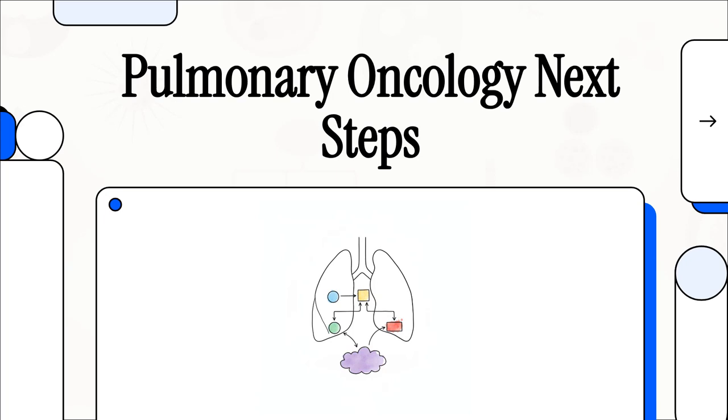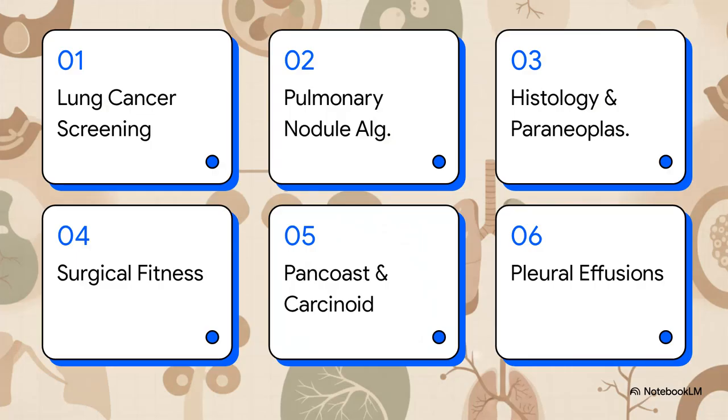All right, let's get right into this explainer on the algorithmic framework for Step 2 CK Pulmonary Oncology. We're focusing purely on the next best step decision logic. Here's the roadmap for this explainer. We've got lung cancer screening, the solitary pulmonary nodule algorithm, tumor histology and paraneoplastic syndromes, surgical fitness for resection, Pancoast and carcinoid tumors, and finally malignant pleural effusions.